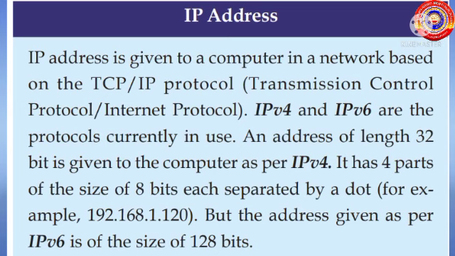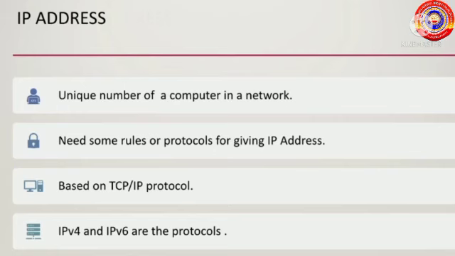For example, 192.168.1.120. But the address given as per IPv6 is of the size of 128 bits. Look at these points carefully. IP address. Unique number of a computer in a network. IP address is given to each and every computer in a network for easy identification. Second point, need some rules or protocols for giving IP address.